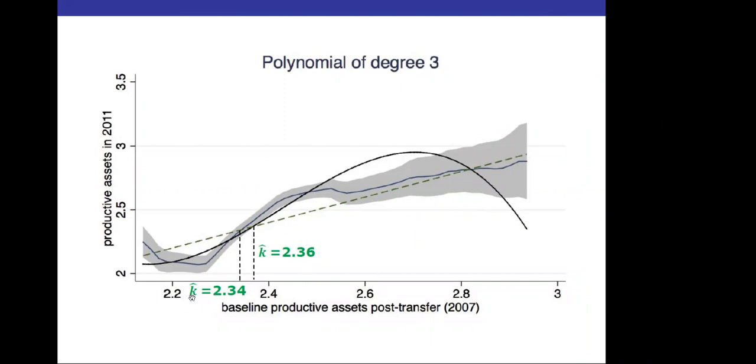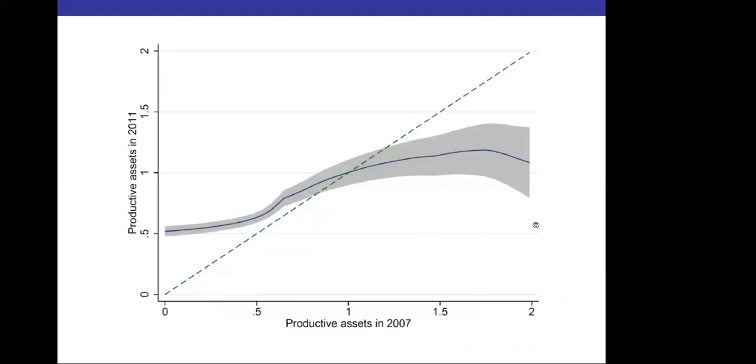And basically what we have is a curve that would be fitted like this. The dark blue one is the non-parametric one, and this one is a polynomial of degree 3. So we can also look at what happened to the control group, and their behavior during this period. If you look at their productive assets in 2007, once again on the log scale, the log scale is generally lower because those guys did not have an asset transfer, and therefore in the horizontal axis we are not looking at initial assets plus the transfer.